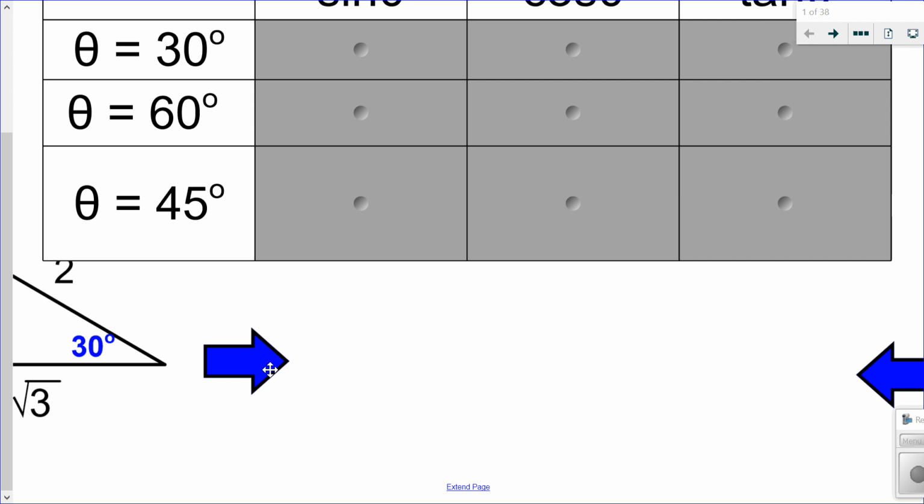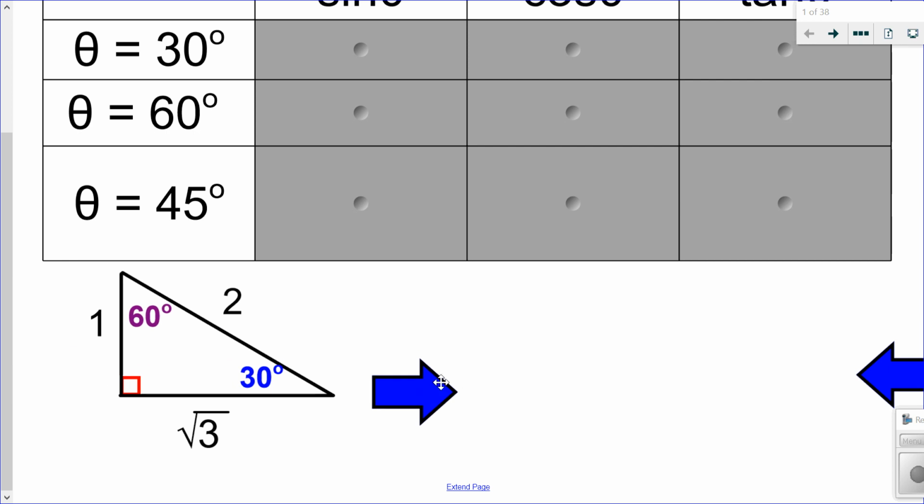So 30, 60, 90. Here's how I remember this. 30, 60, 90 is 1, 2, 3. Well, not just 3, root 3. The first thing that I know is that 30 degrees and root 3 are always going to be side by side. Then I know the other sides are 1 and 2. 2 has to be the hypotenuse because it's the biggest number. So remember, 30, 60, 90 is 1, 2, root 3. Always put the root 3 along the 30 degrees, and then the other sides are 1 and 2.